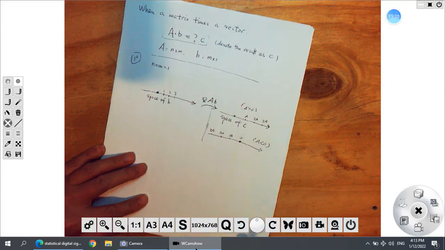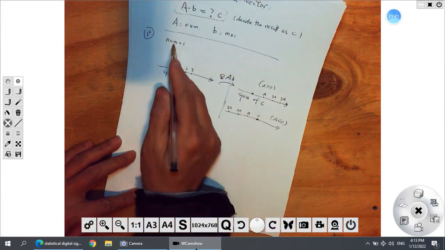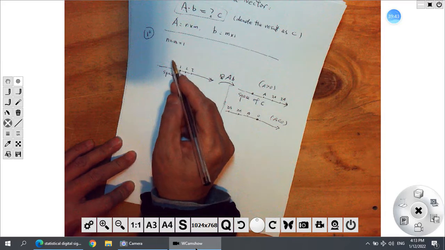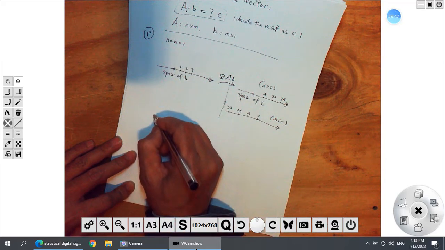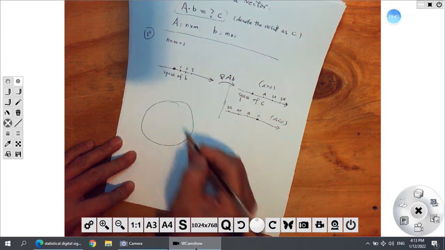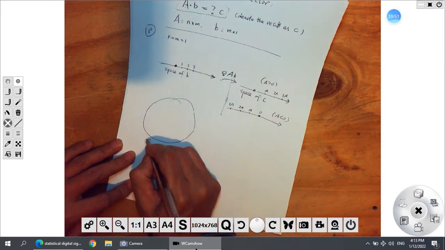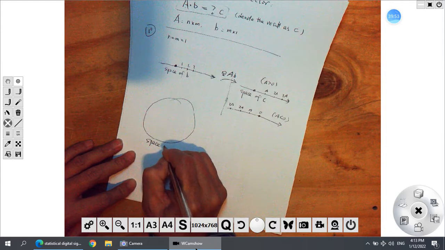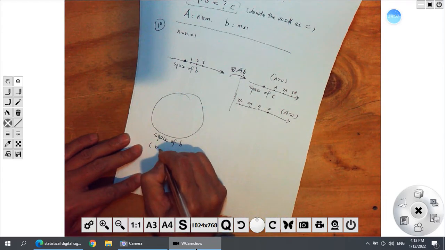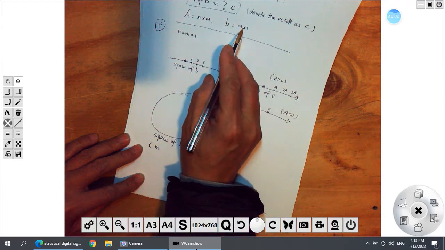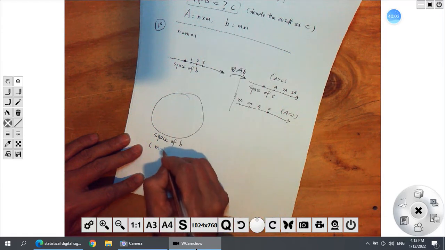Now we have high dimensional. If n, m are larger sizes, so here I just write like this. This is the space of B, which is m dimensional. B is m dimensional, right? I have m elements, so this is m dimensional.